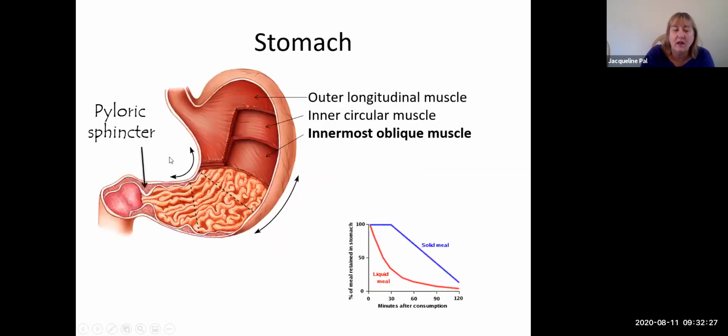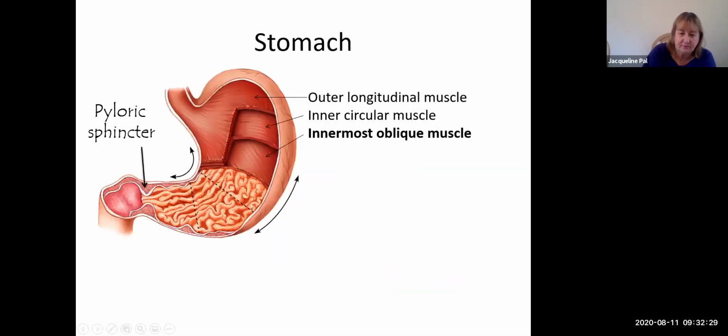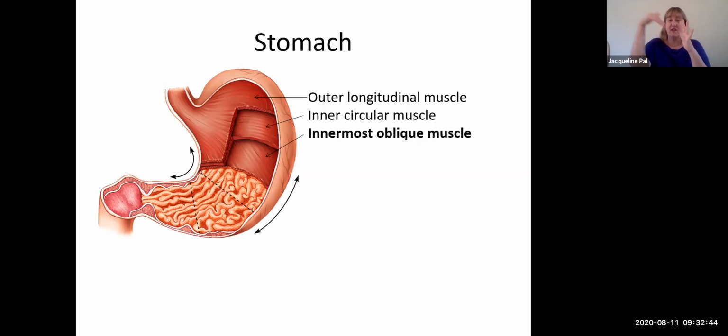Looking at the wall of the stomach, there are 3 layers of smooth muscle here. So that's the difference. We still have an inner circular layer and an outer longitudinal layer, so we have like the X and Y axis taken care of, but now we have a 3rd layer going at the Z axis, which is oblique, and this is the innermost layer. So the innermost oblique layer, and that's how you get 3 layers of smooth muscle.